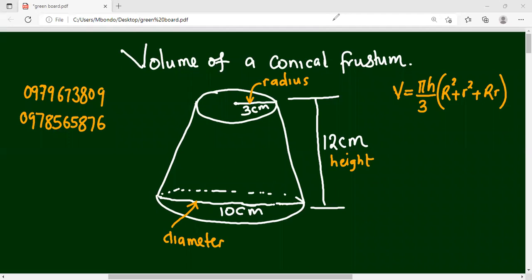Welcome, guys, to this session where we want to look at the volume of a cone, the volume of a conical frustrum. That is a frustrum that comes as a result of cutting the top part of the cone. So how do we calculate the volume?